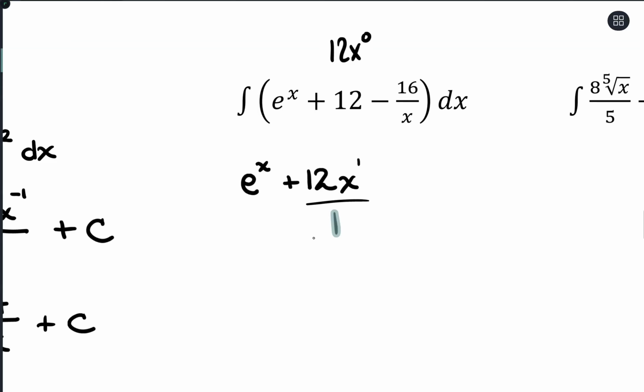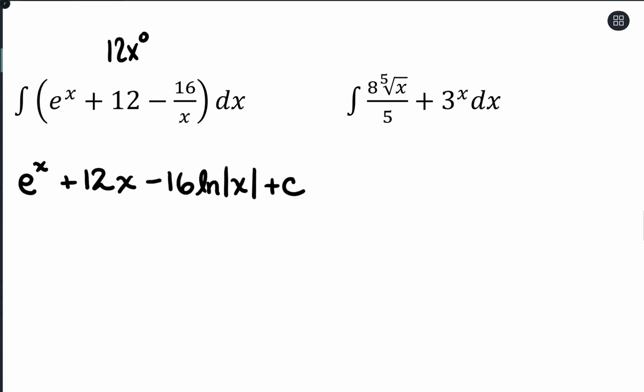And dividing by 1, so we are using that power rule, but you can just get used to if you see a constant, it gets a variable. And then 16 over x, so if we have 1 over x, that's going to be our natural log of the absolute value of x, and then plus c. And there's nothing else to add on there, so that'll do it.